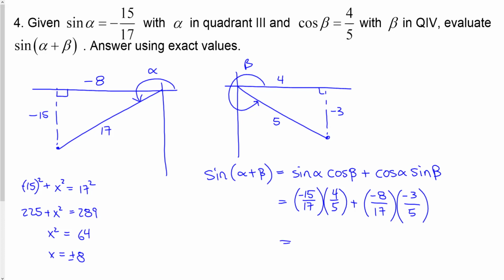Okay, so negative 15 times 4 is negative 60. 17 times 5 is 85. Negative 8 times negative 3 is 24. 17 times 5 is 85. When I add those together, I get negative 36 over 85. So negative 36 over 85. That's what I want, and that's my final answer.